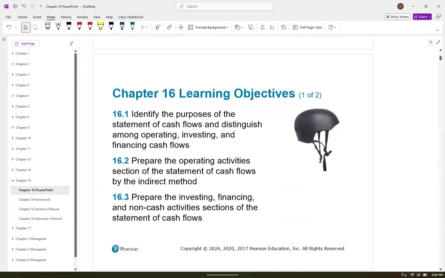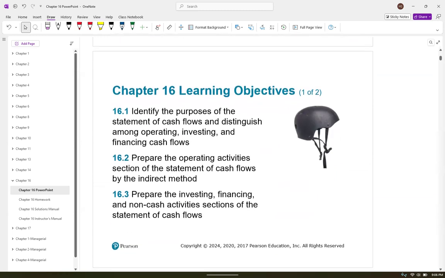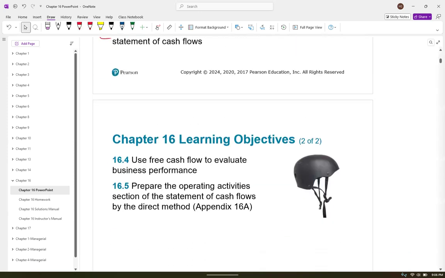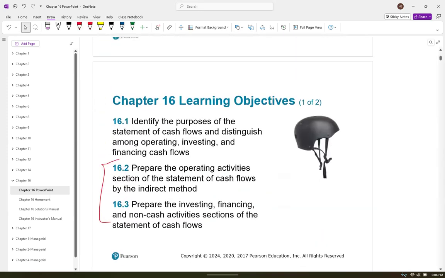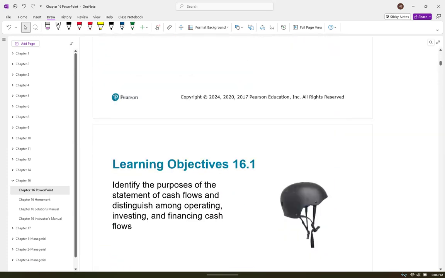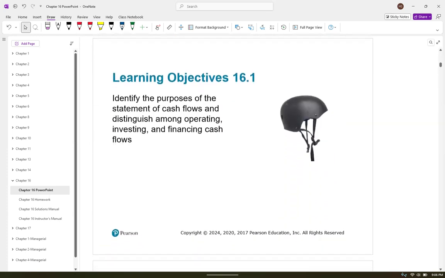Okay. So on our first video, I'm going to do learning objective 16.1, and then I'll do 2 and 3 together, and we're not doing 4 or 5. Okay. So let's go ahead and get started here. And so we are looking at the purposes for the statement of cash flows and to distinguish between operating, investing, and financing cash flows. Okay.